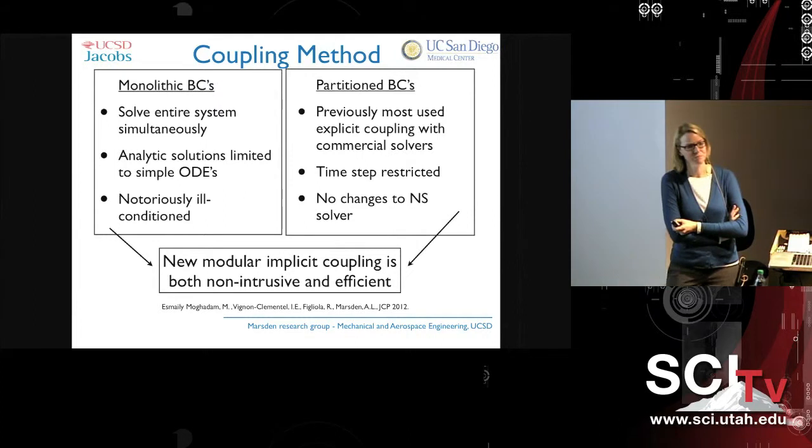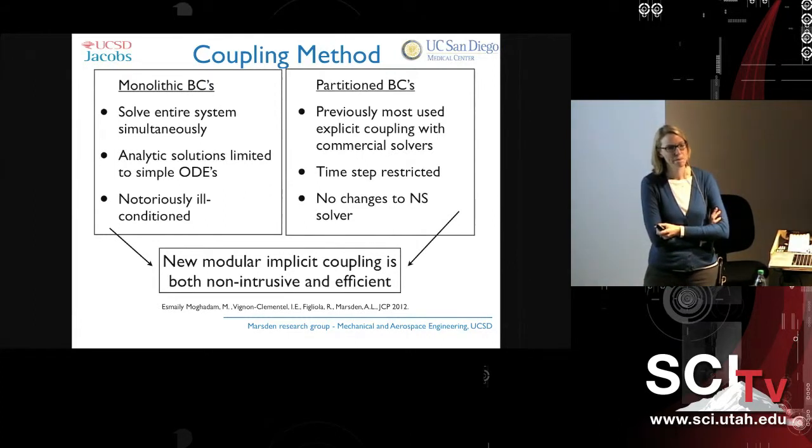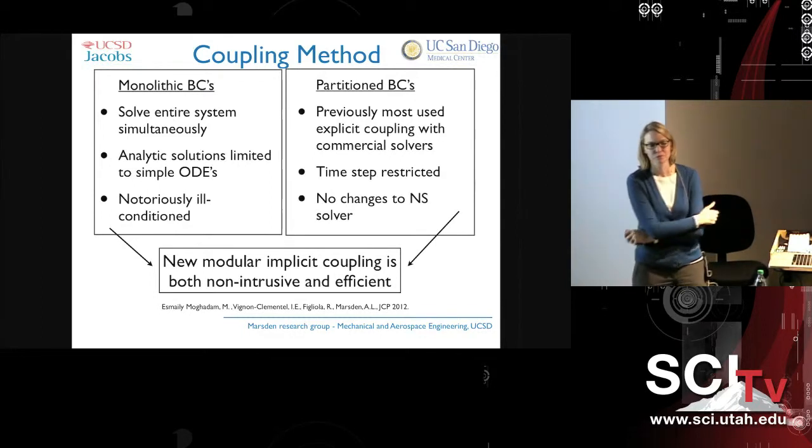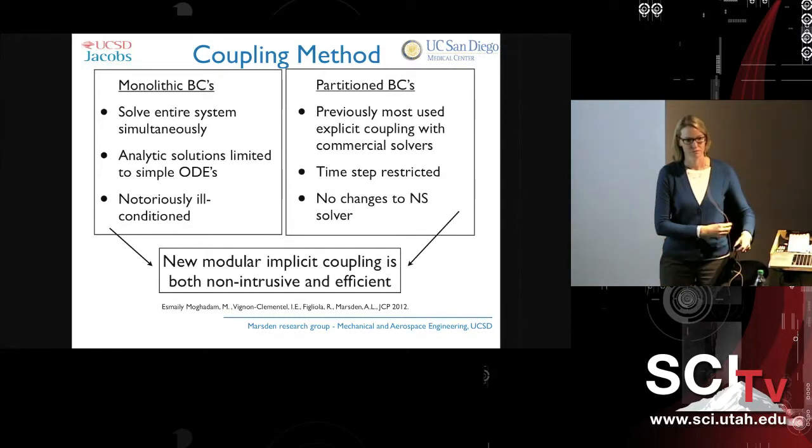So the approach is often used in fluid structure interaction problems, so can you gain insight from some of the advances that they made there in terms of predictor-corrector type schemes and such?